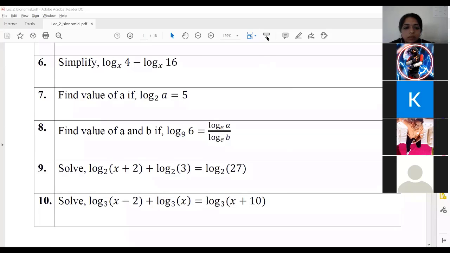X is equal to 7. Yes, X is equal to 7. These questions are from yesterday's lecture, but today we are going to start a new topic, that is the binomial theorem.